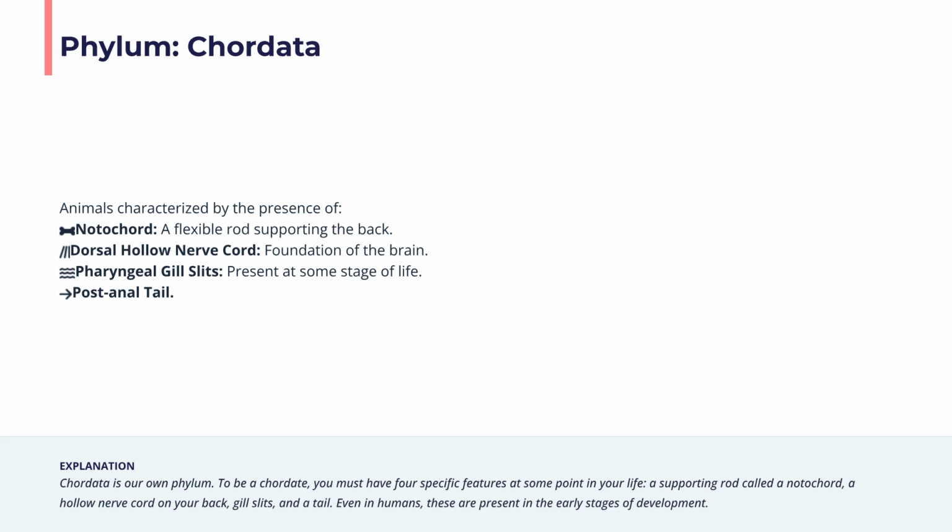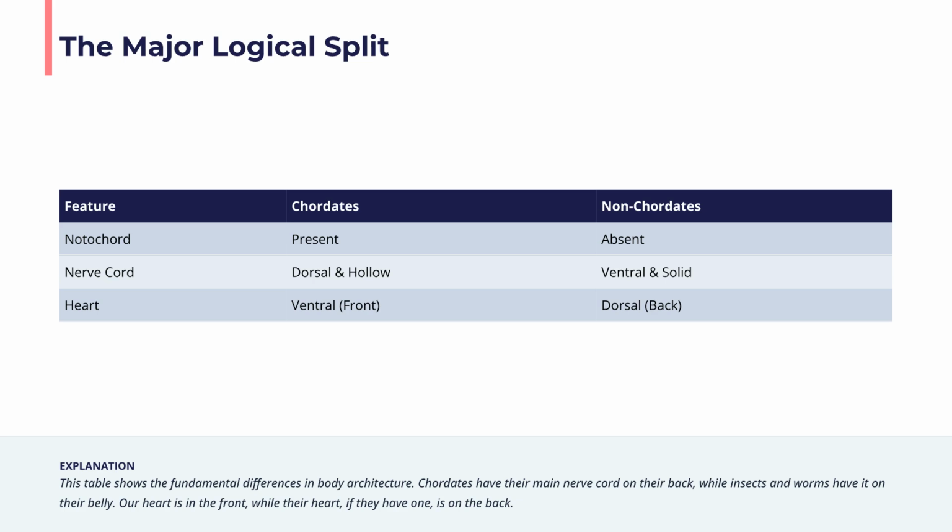Phylum Chordata is defined by 4 features present at some stage of life: a notochord, a dorsal hollow nerve cord, pharyngeal gill slits, and a postanal tail. This table highlights the major logical split. Chordates have a dorsal hollow nerve cord and a ventral heart, whereas non-chordates typically have a solid ventral nerve cord and a dorsal heart if present.